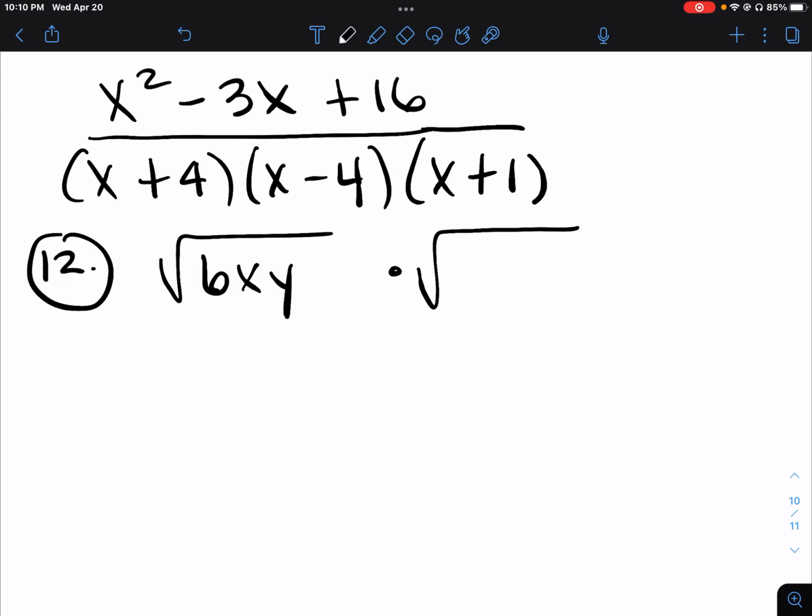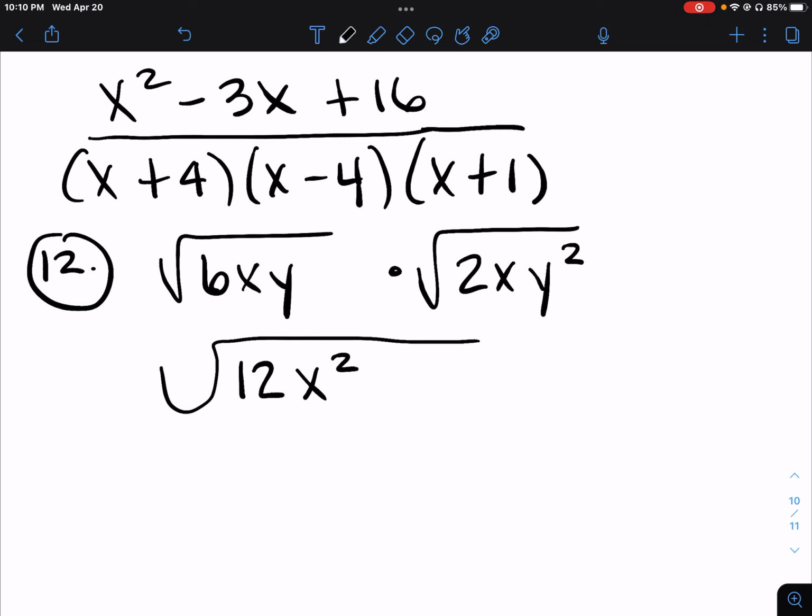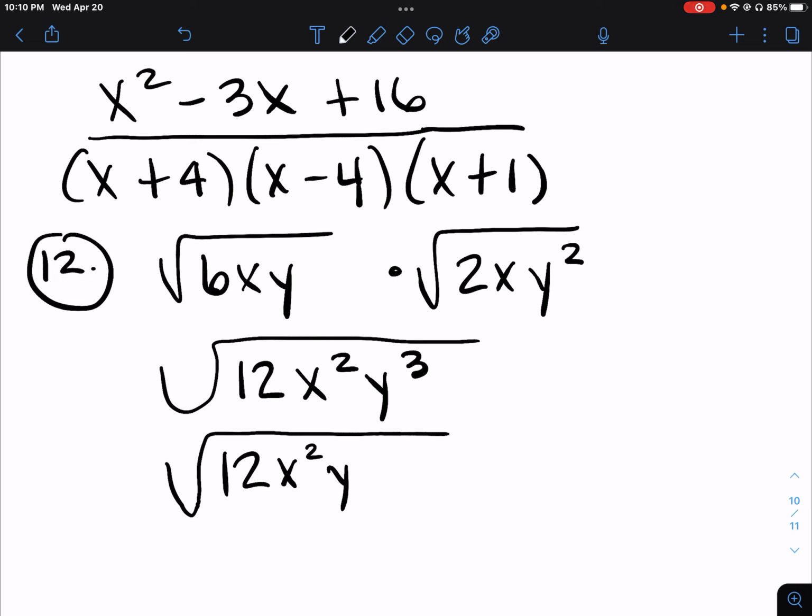Okay, number 12, multiplying. First we multiply: 6 times 2, x times x, and y times y squared. Now x has an even exponent, y does not, so I'm going to take it back to y squared times y to the first. Now that 12 is 4 times 3.